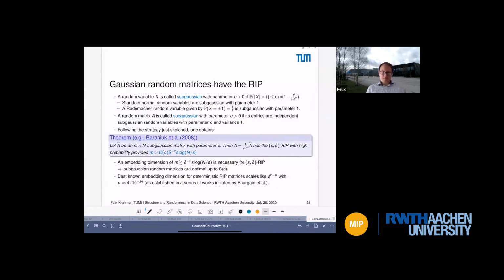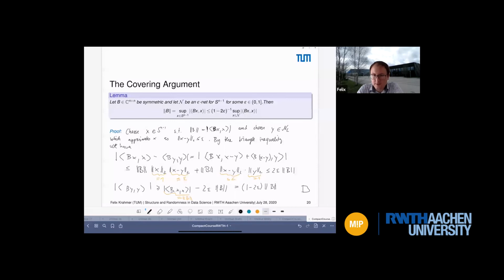And that yields one particular fact, that Gaussian or sub-Gaussian matrices have the restricted isometry property. But first of all, before we go on, are there any questions with respect to this proof?